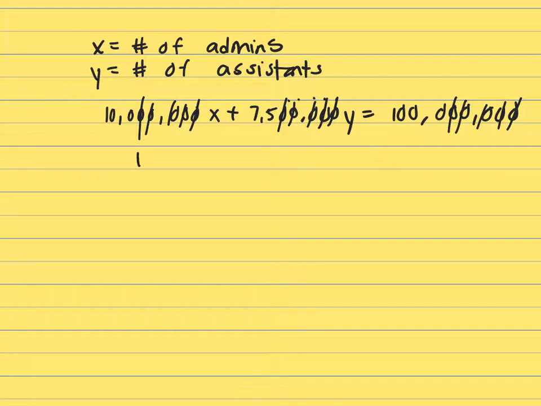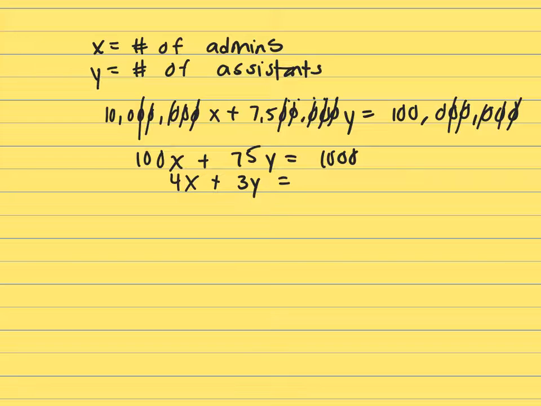So that leaves me 100x plus 75y equals 1,000. And let's go ahead and divide through by 25. And that gives me 4x plus 3y equals 40. Now we got two variables and one equation.